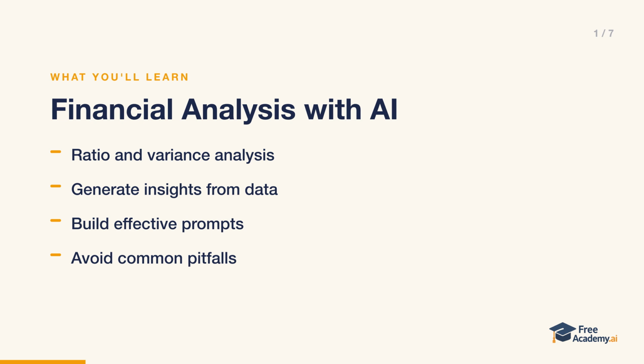The key idea running through everything is simple. AI is brilliant at interpreting numbers and synthesizing data into a clear story, but it should never be the one calculating those numbers. You lead on the math and the accuracy. AI helps you make sense of what it all means. Let's start with ratio analysis.